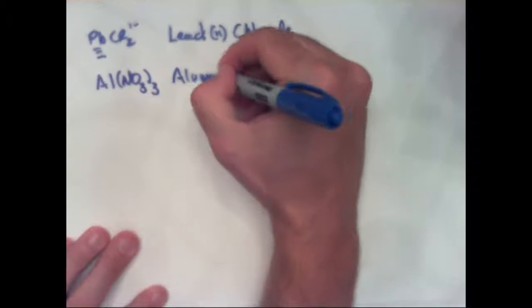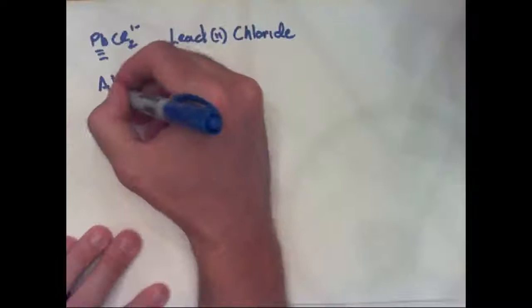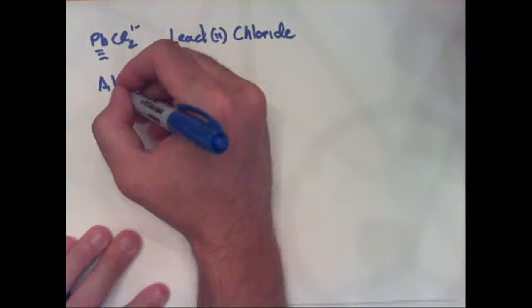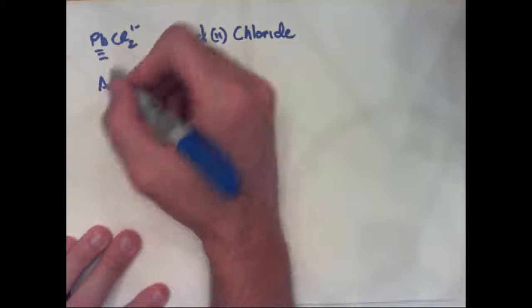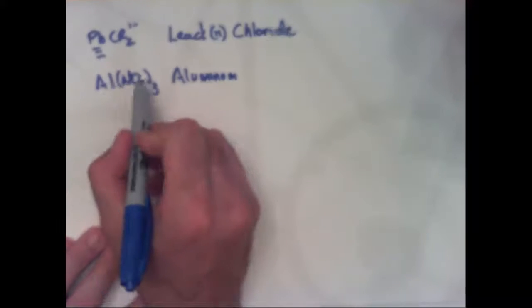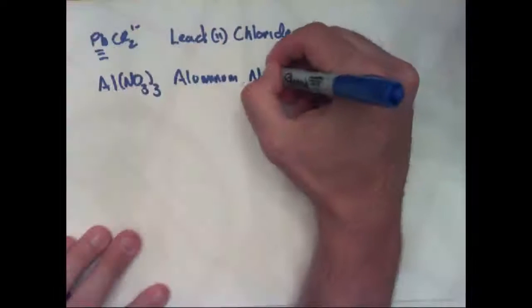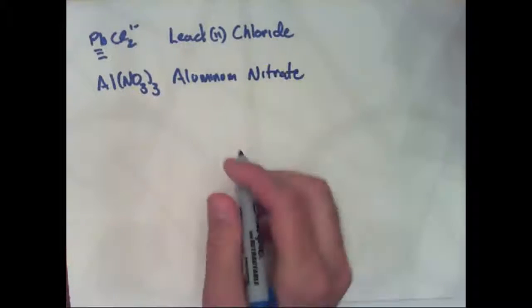AlNO3. This is aluminum. Aluminum's not a transition metal. So because it's not a transition metal, all we have to do is name the 2 parts. Aluminum, and this is nitrate. So that's part A.